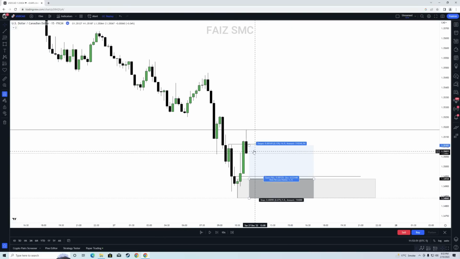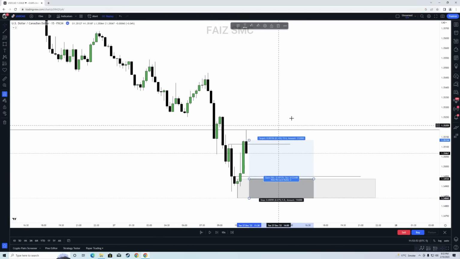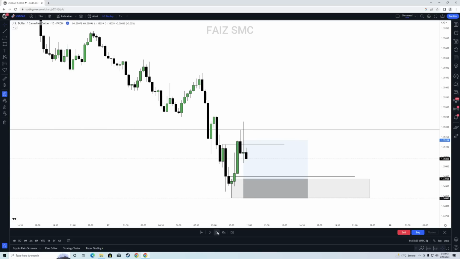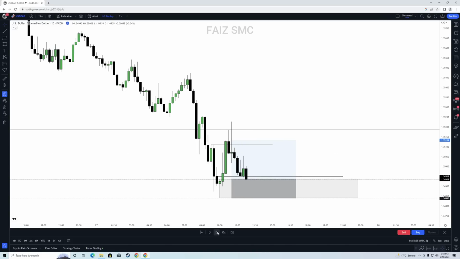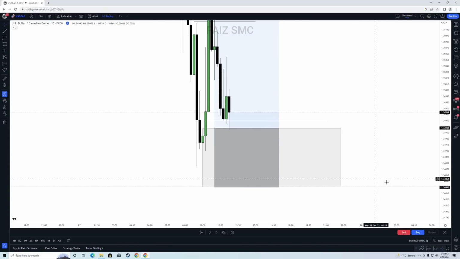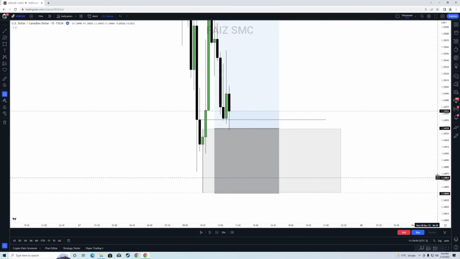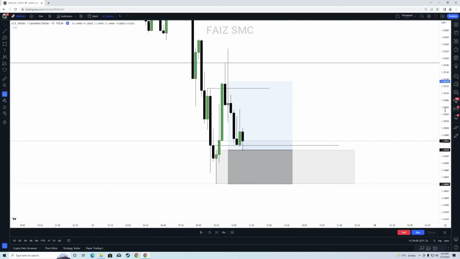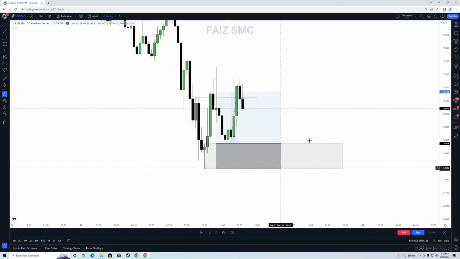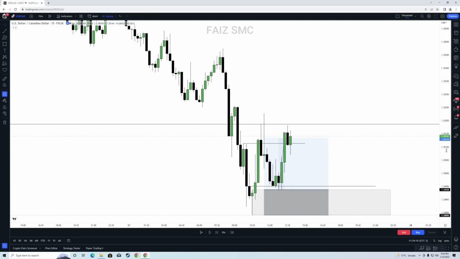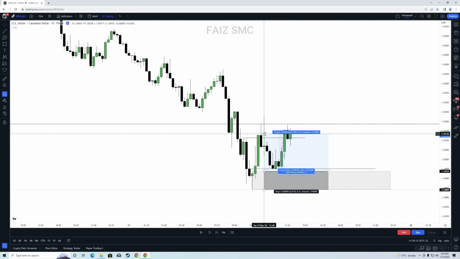stop just below this level, look for 1 to 2. I'm not sure about you guys, but I always look for 1 to 2. So we have a perfect tap. As you can see, we mitigated this order block. And oops, my bad. So there you go. TP hit. But let's see where this price goes.